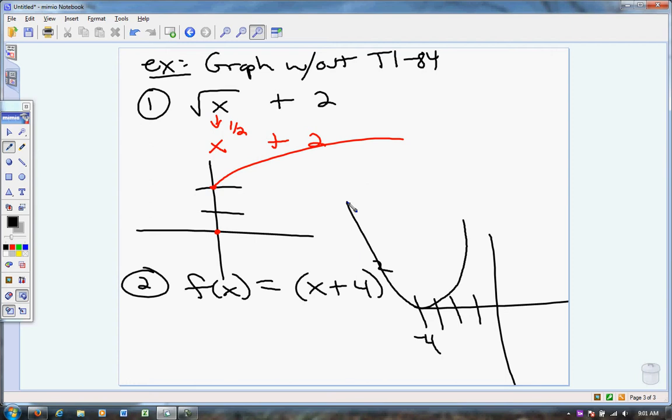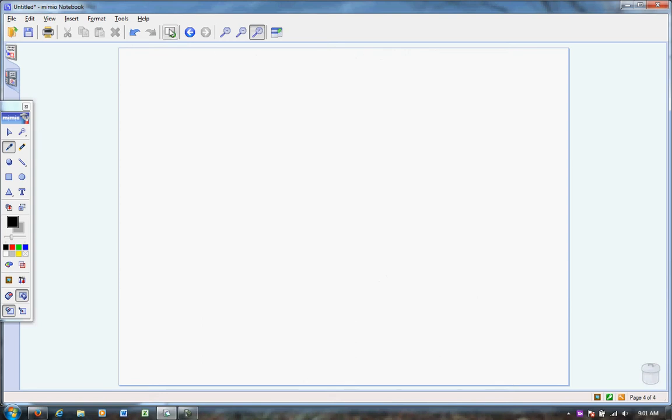Now, one thing that we still need to talk about, and remind me, we'll make sure we talk about the absolute value function before the day is out, because we're going to run into those a little bit.